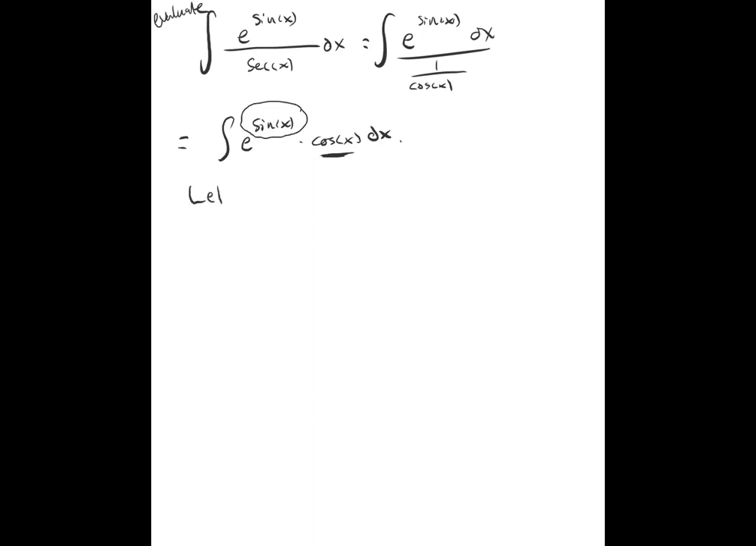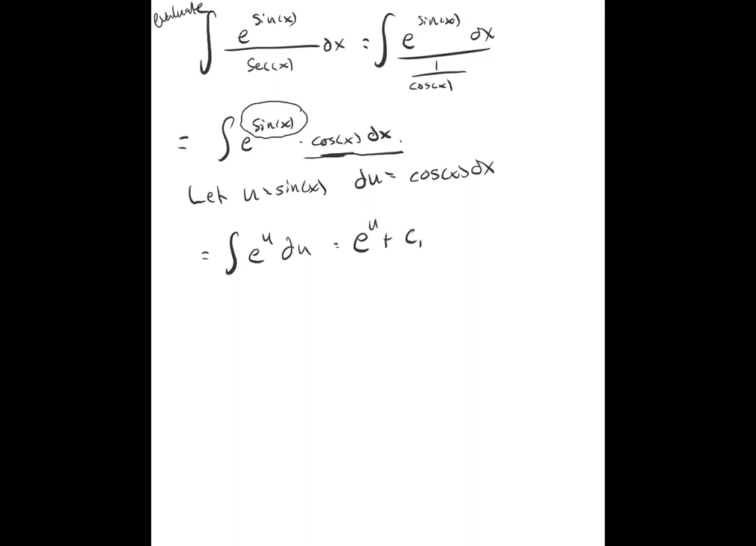So we'll say let u equal sine of x. So du is cosine of x dx. So all of this can now become e to the u, and then this whole piece just becomes du. Now this looks like something that we know, and we know the rule for. So this is just e to the u plus c1.